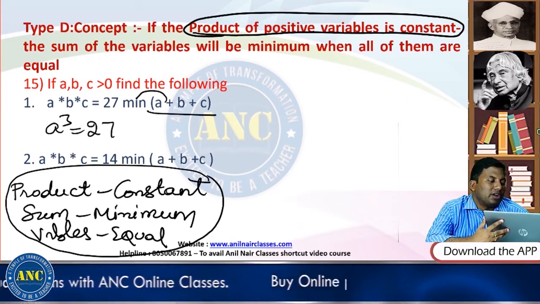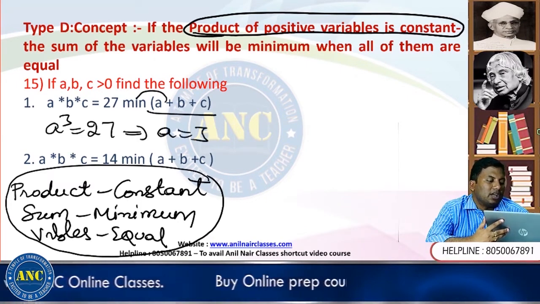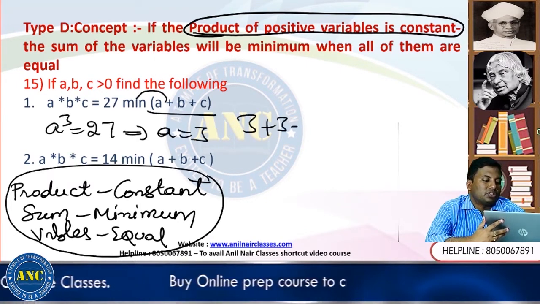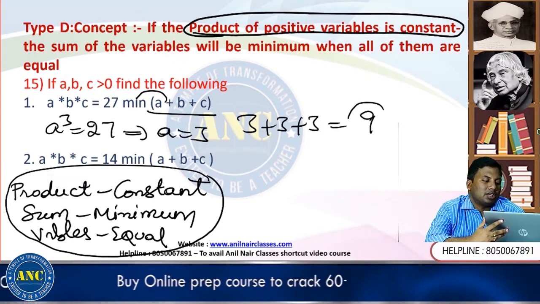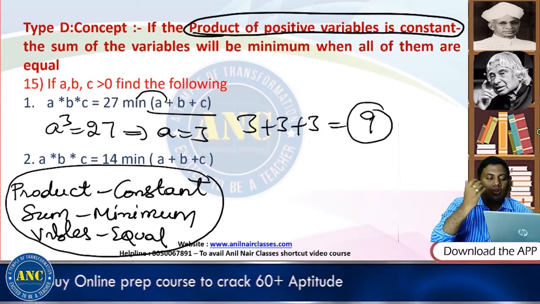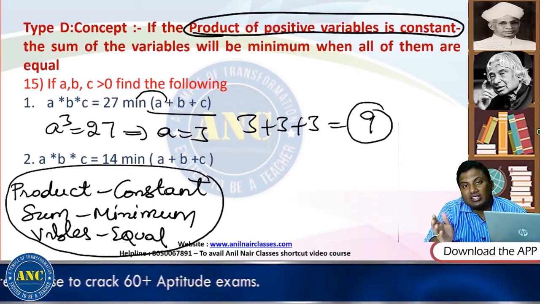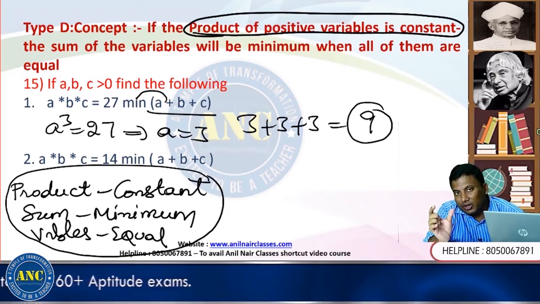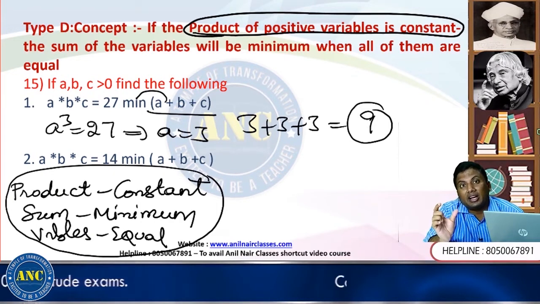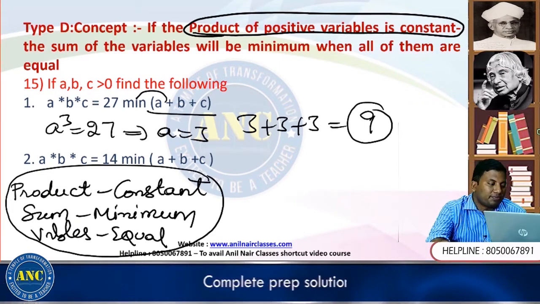A cube is 27, so A will be 3. So 3 plus 3 plus 3, the answer is nothing but 9. You cannot decompose A cube minus 27 equivalent to 0, that is A square plus 3A plus 9, whose discriminant will be less than 0. That means the roots are imaginary.